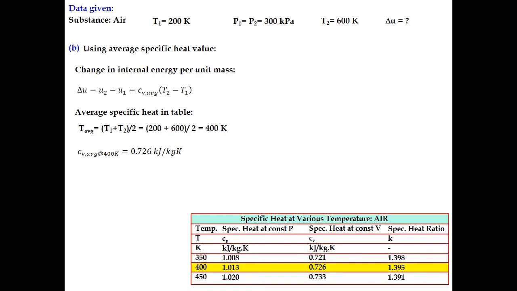Okay, and then substitute into the equation. So you get the value of delta U for the second approach equal to 290.4 kilojoule per kg.